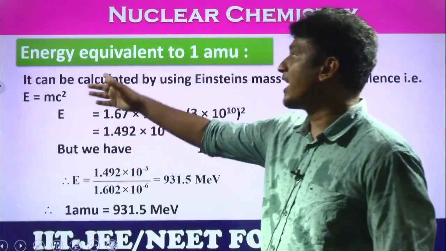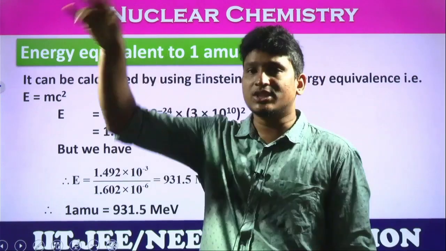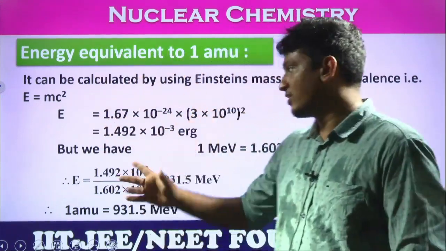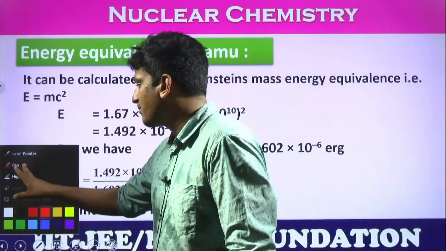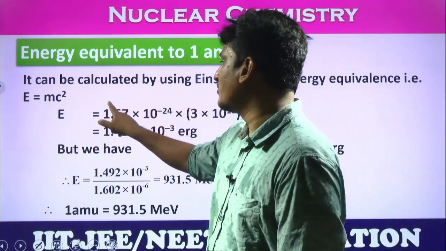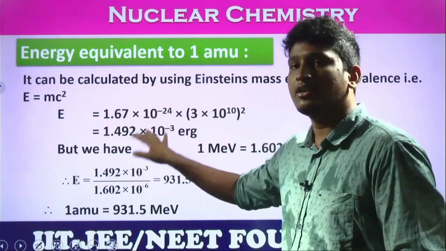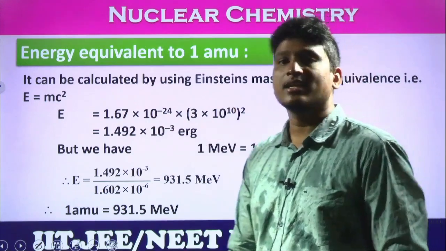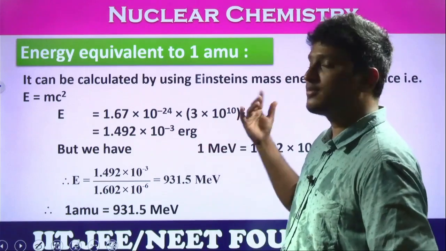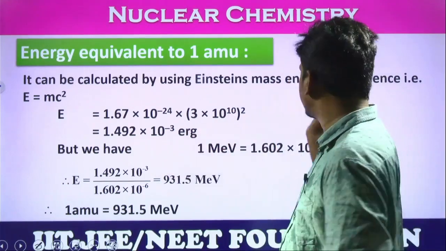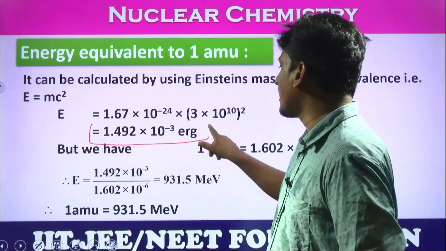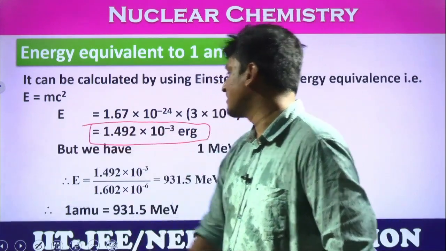Next we have the relation between AMU and energy. In the previous slides we discussed MeV, million electron volts. Let's see the relation, which comes from E equals mc square. The mass in terms of AMU is 1.67 into 10 to the power of minus 24 grams, and c indicates the speed of light, which is 3 into 10 to the power of 8 meters per second, or 3 into 10 to the power of 10 centimeters per second, whole square. C square, so we get a value of 1.492 into 10 to the power of minus 3 ergs.